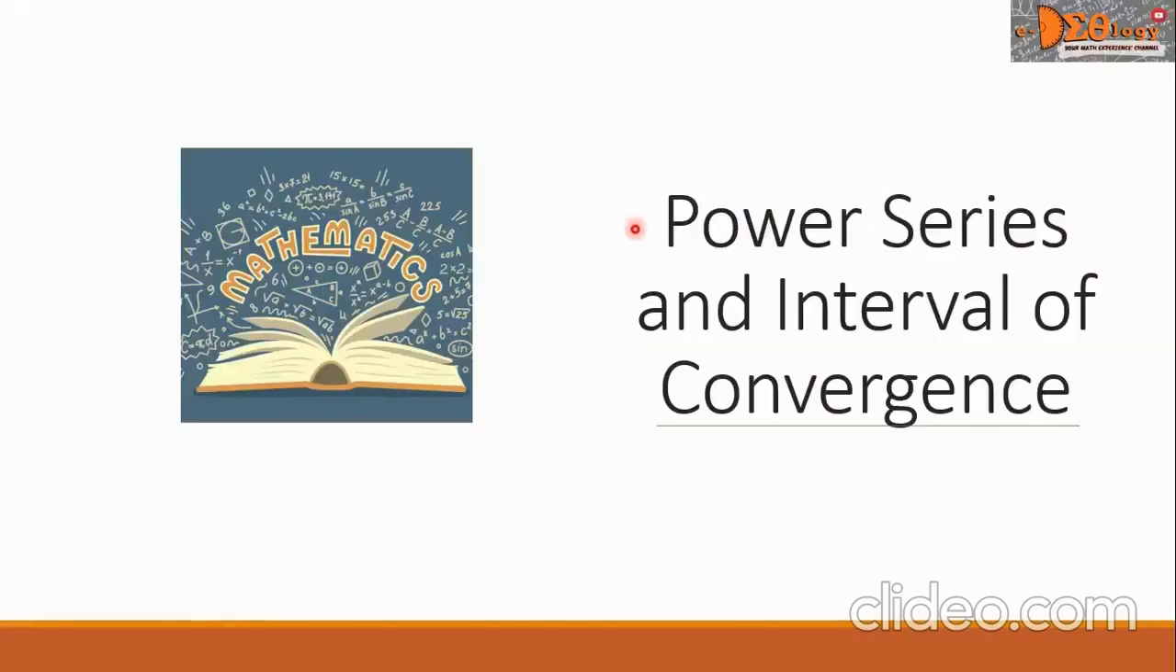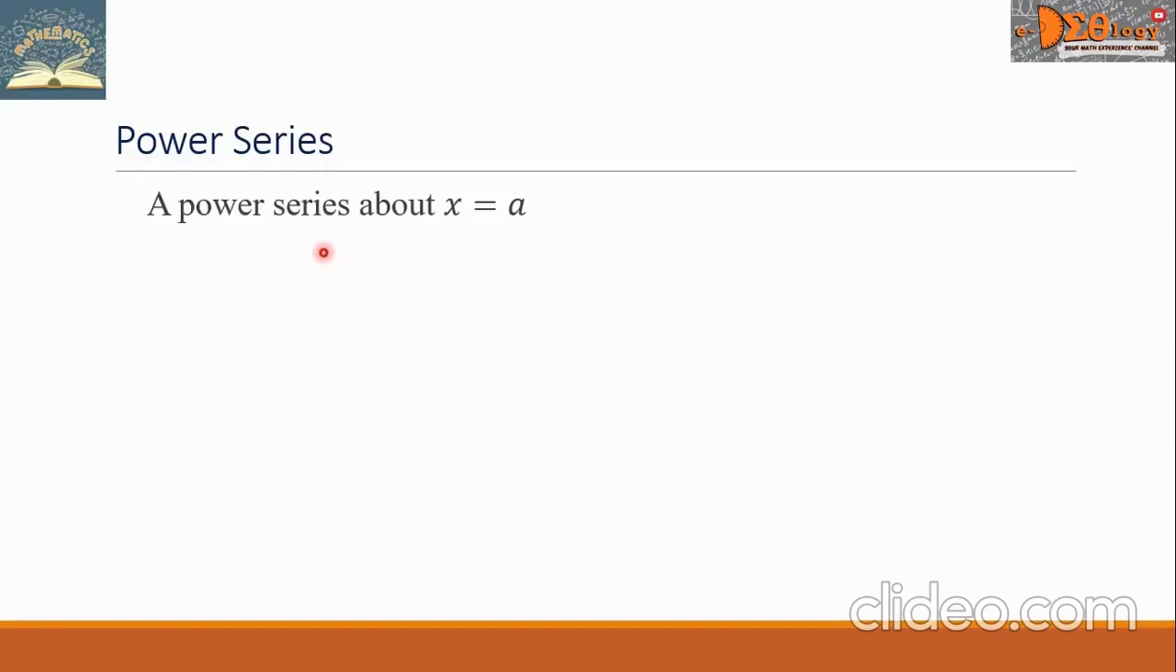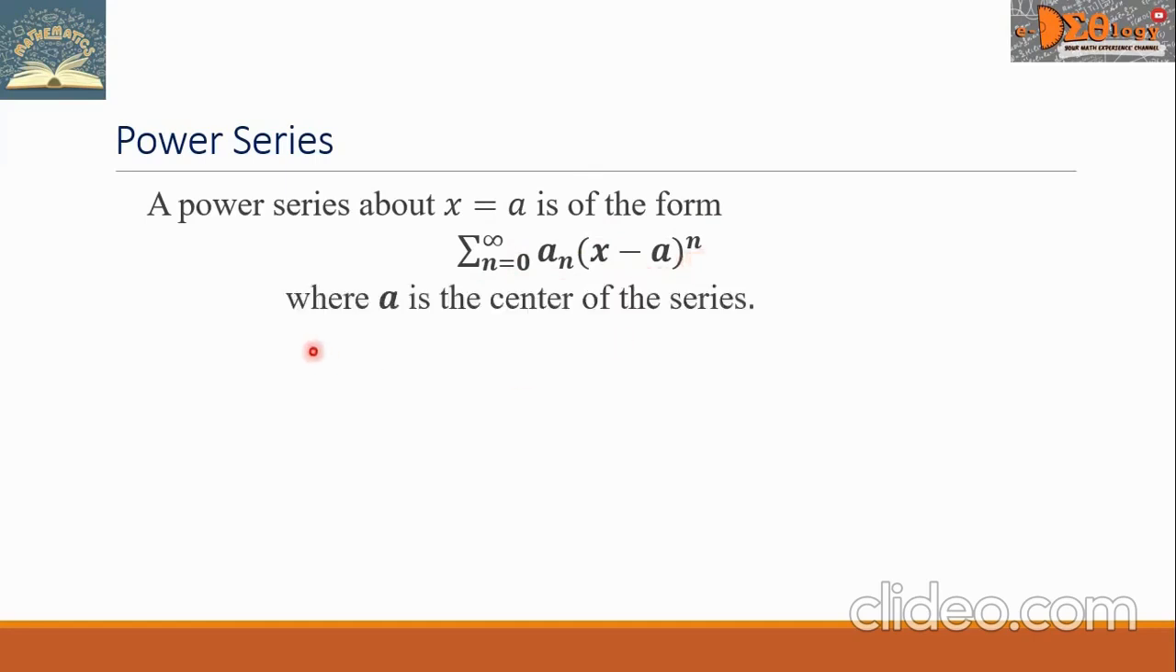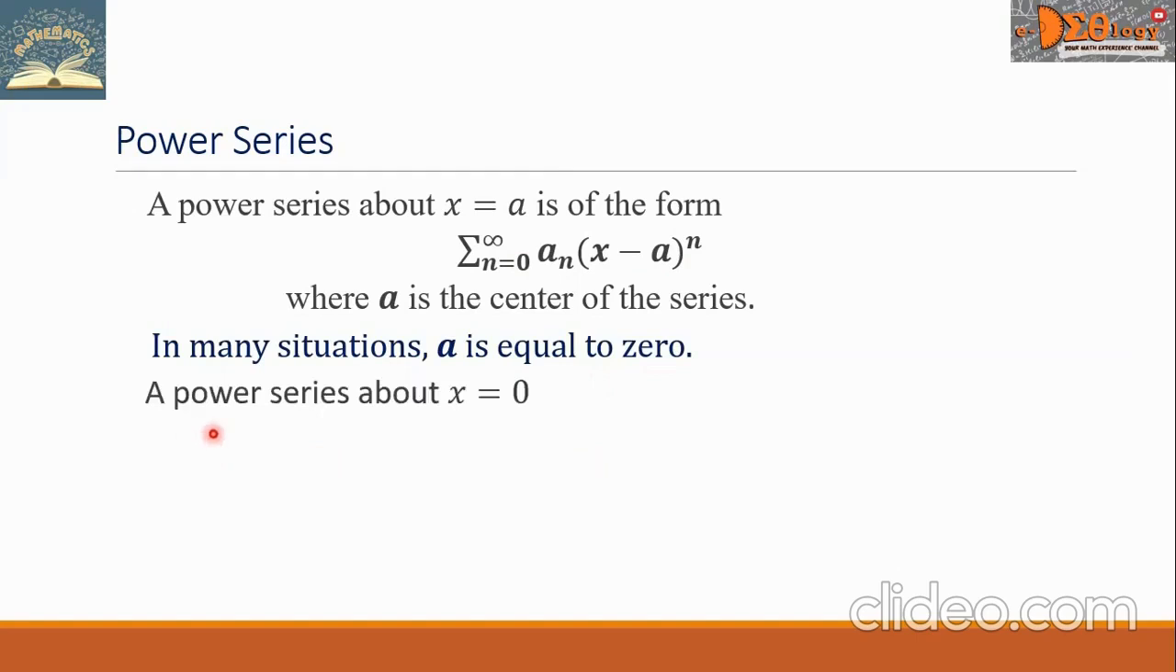Today, we're going to study power series and interval of convergence. A power series about x equals a is of the form summation from n equals 0 up to infinity of a sub n multiplied by the quantity x minus a, raised to power n, where a is the center of the series. In many situations, a is equal to 0. So we can write again, a power series about x equals 0 is of the form summation from n equals 0 up to infinity of a sub n times x raised to n.